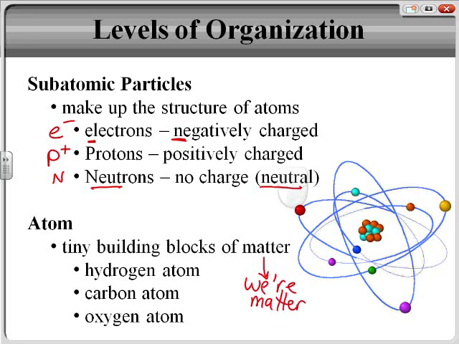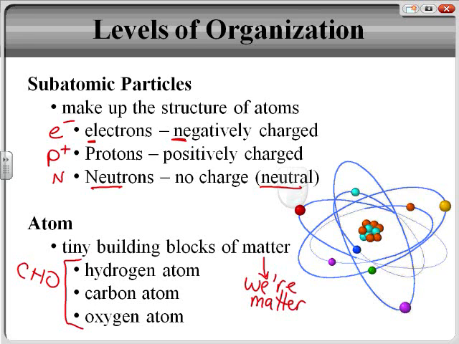We're matter. The human body is matter. It has volume, it takes up space, it has mass. So that means that ultimately we are made up of atoms. When we look at the atomic level, we're made up of hydrogen atoms, carbon atoms, oxygen atoms. That right there should be common sense.